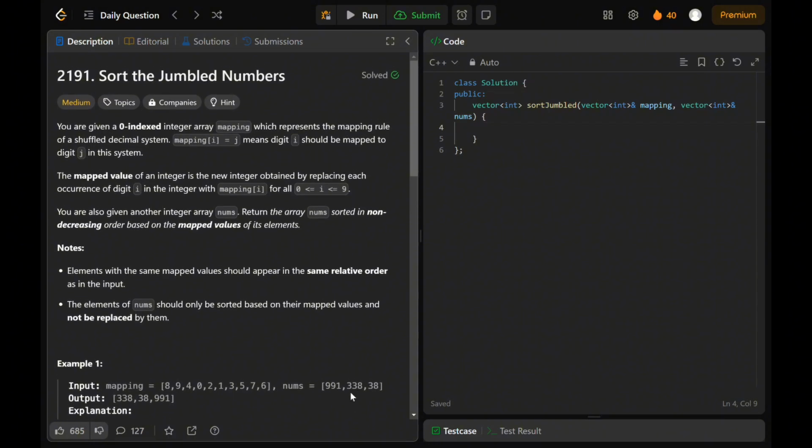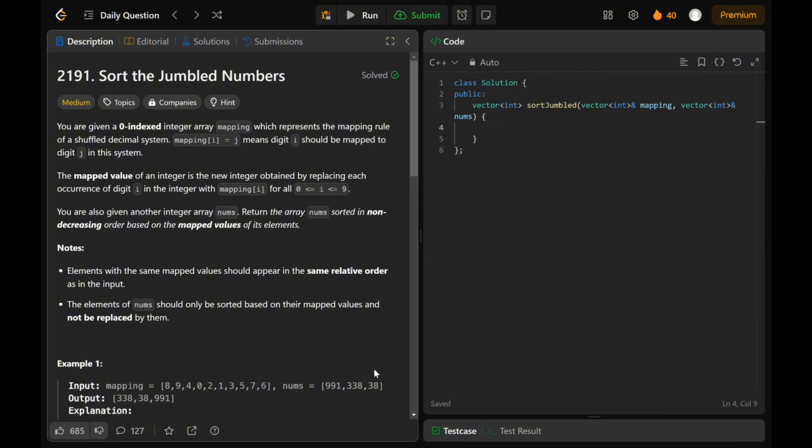Again, for this 338, what will the mapping be? At the third index we have 0. Again at the third index we have 0, and at the eighth index we have 7. So the mapped value for this 338 will be 007, which is 7, and for this 38 it will be 07, so it will also be 7. So the mapped values are 669, 7 and 7.